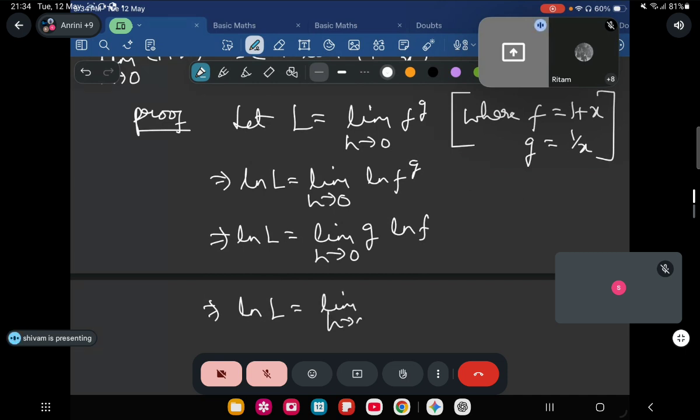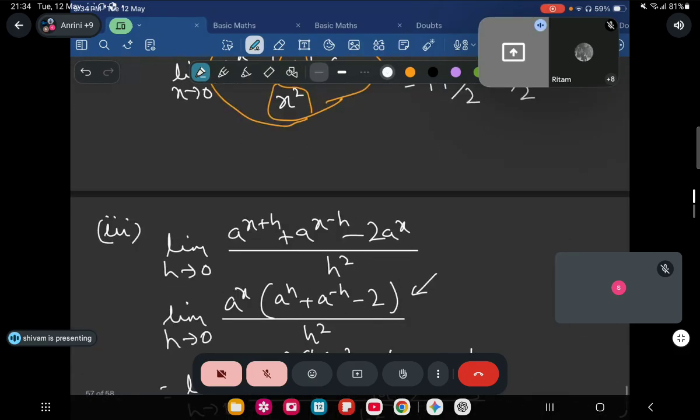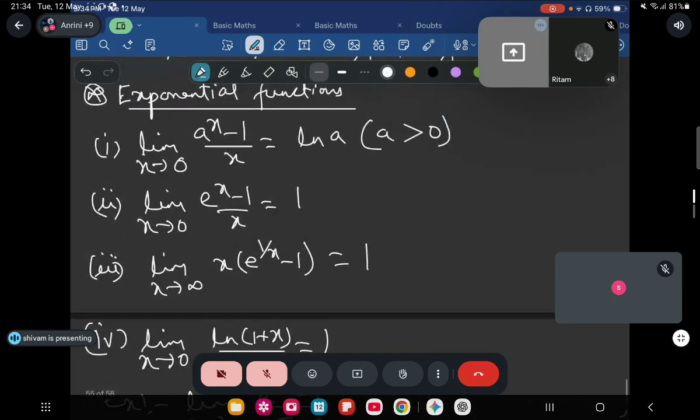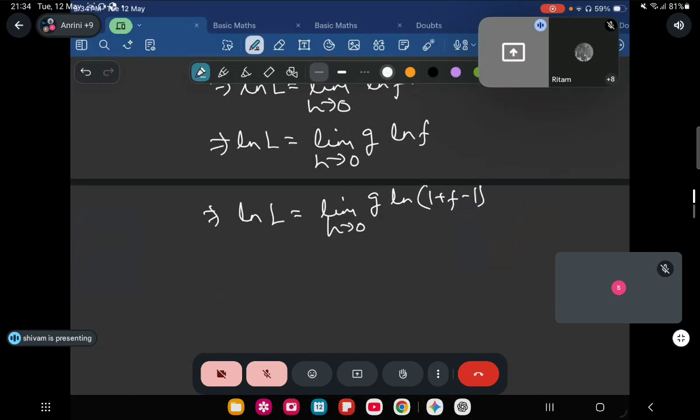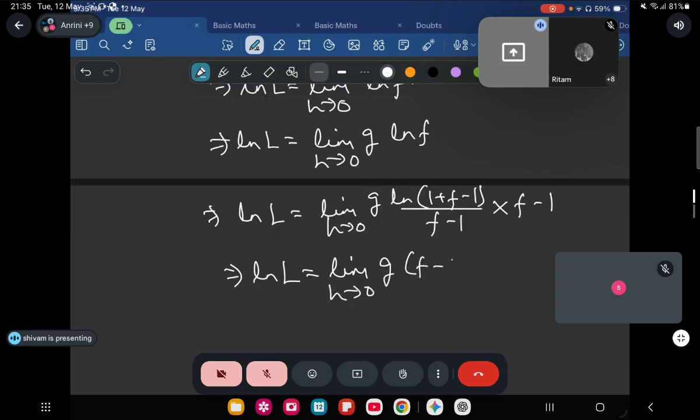This implies ln L will be equal to limit h tends to 0 g into ln of 1 plus (f minus 1). Because I have to convert it into this form, ln(1 plus x) by x. Whenever you get ln, you always think about ln(1 plus x). So I've added 1 and subtracted 1. Now in order to convert it into standard form, we have to divide it by f minus 1. But we have divided by f minus 1, so we have to multiply by f minus 1. So this implies ln L will be equal to limit h tends to 0 g into (f minus 1).